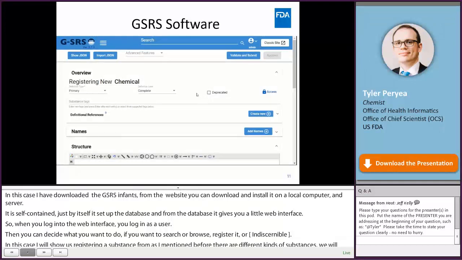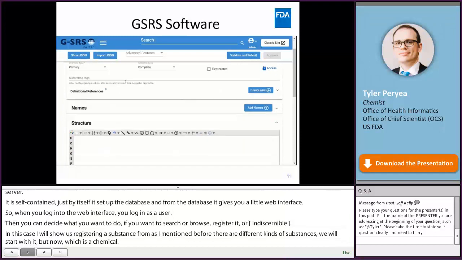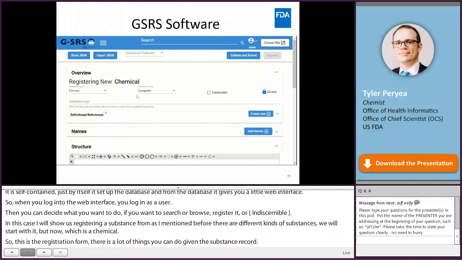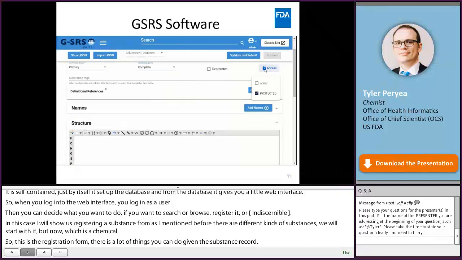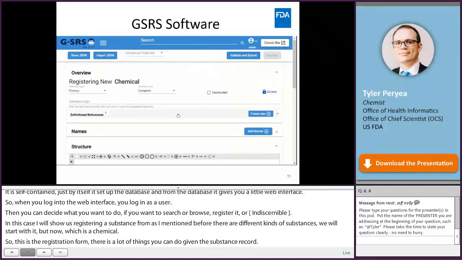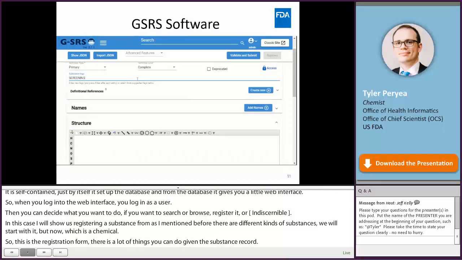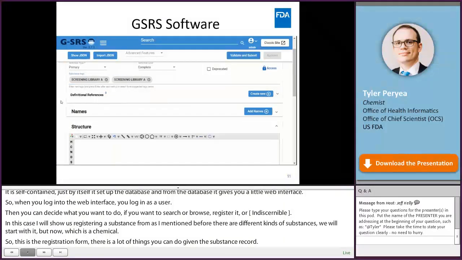So this is the registration form. There's a lot of things that you can do inside it. You can add to a given substance record. You can start by just saying some basic information about the level of the definition. Usually it's going to be primary definition type, and it's going to be a complete level, but you could have an incomplete level. You can specify what your intended access level is, whether you intend this to be a protected thing or you intend this to be something that's for wider public, and you can add certain tags that you might find interesting. Something like, these are results from screening library A, or whatever you might want to use.